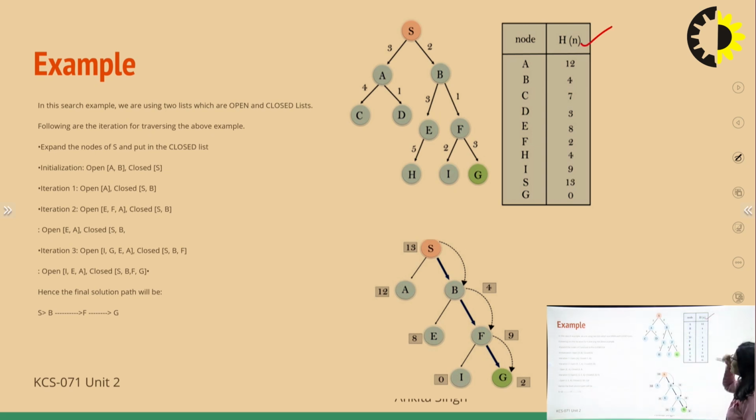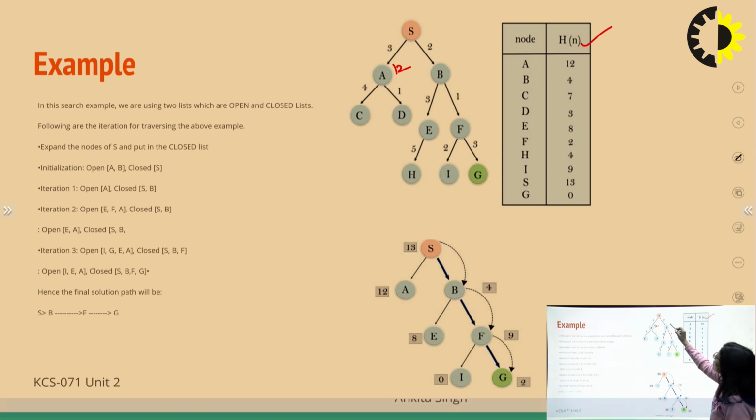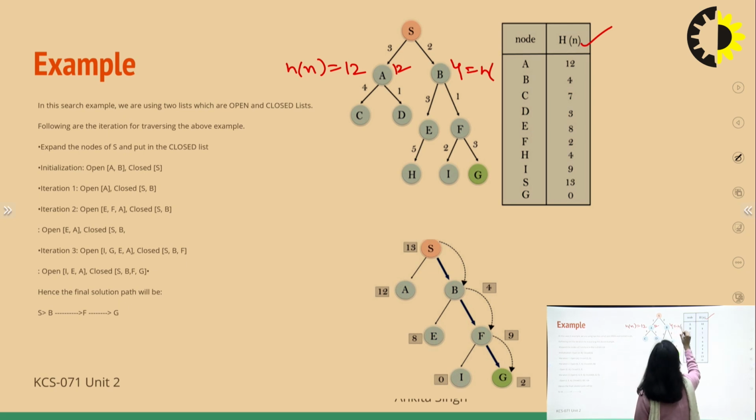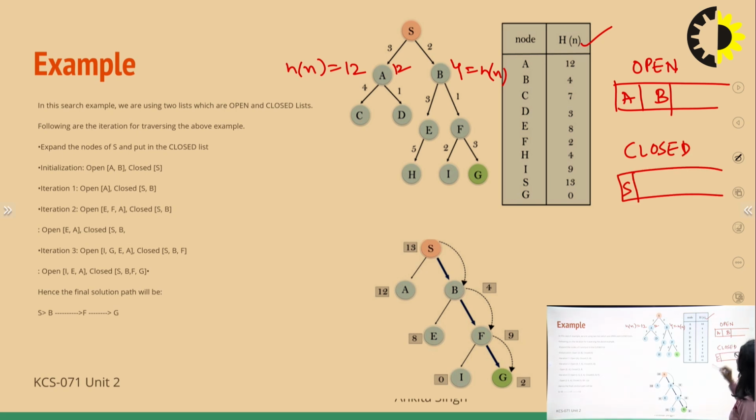Now, what is this h(n)? h(n) values are claimed by the nodes to help the search procedure reach the goal node. So A is claiming that it will give you the path to the goal with a cost of 12, right? B is claiming that it will help reach the goal with a cost of 4, right? So in the open list we will have A and B, and in the closed list we have the node S because it has already been explored.